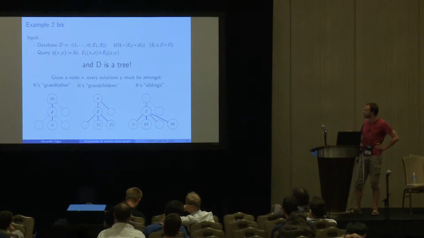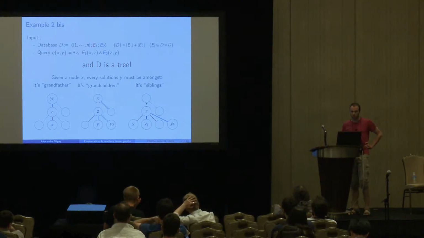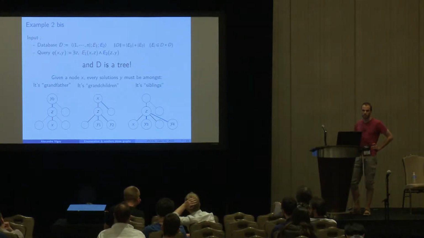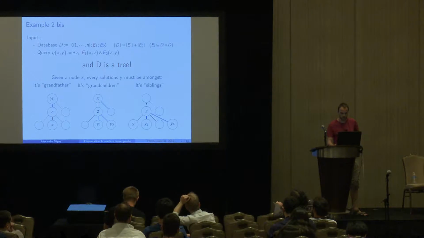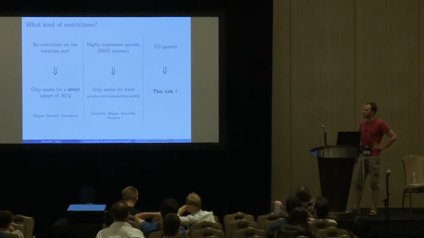Given a node X, one solution might be its grandfather. You need to check whether this is a solution or not. We also have to check its grandchildren, whether they are solutions or not, and its siblings. All of those solutions seem quite easy to enumerate. So this is an example of restriction. And the question is what kind of restriction has been used in the past to get constant delay enumeration.